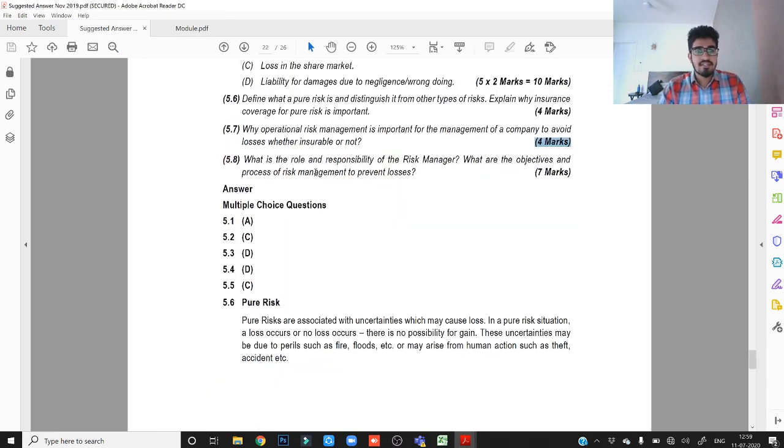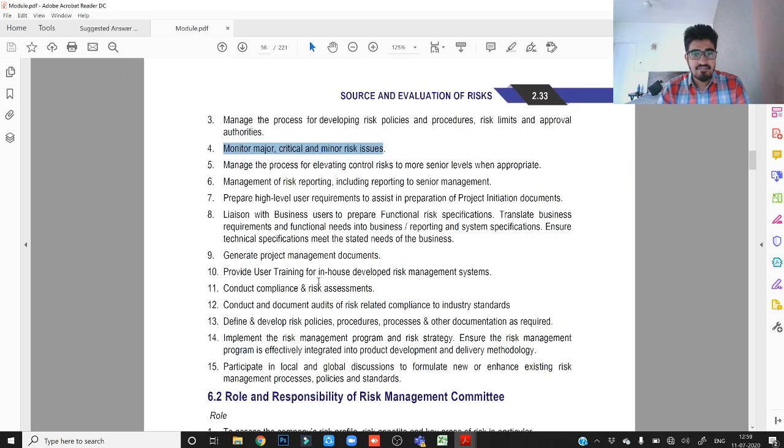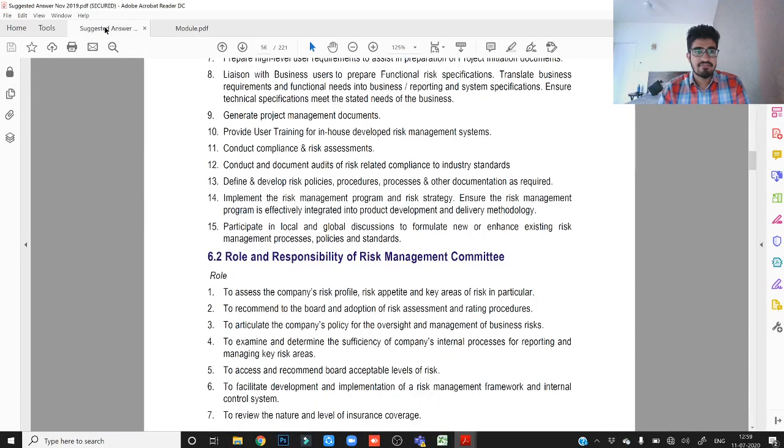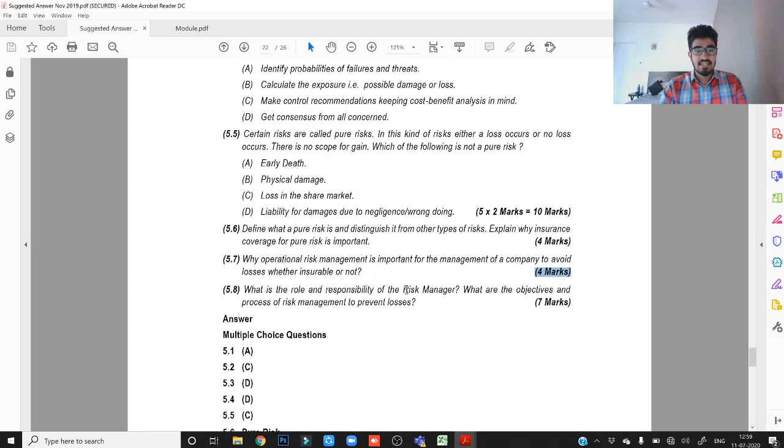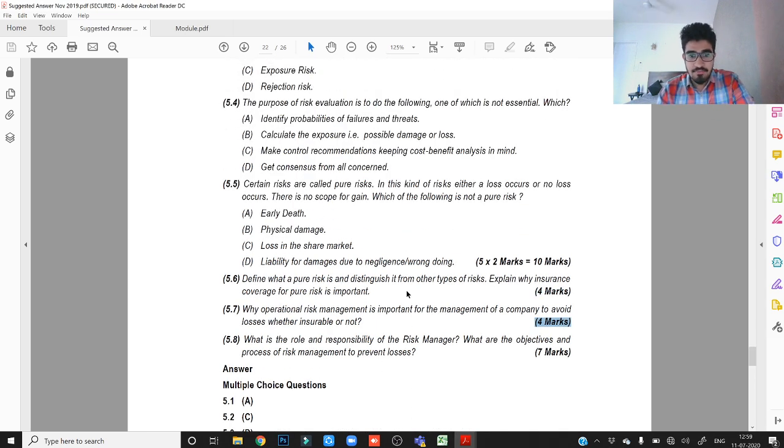And what are the objectives and process of risk management to prevent losses? Again, that is given in the next part itself. So you can analyze the benefit and now know what is the benefit of creating an index, and this is going to help all of you in this paper of risk management in terms of solving it very quickly.